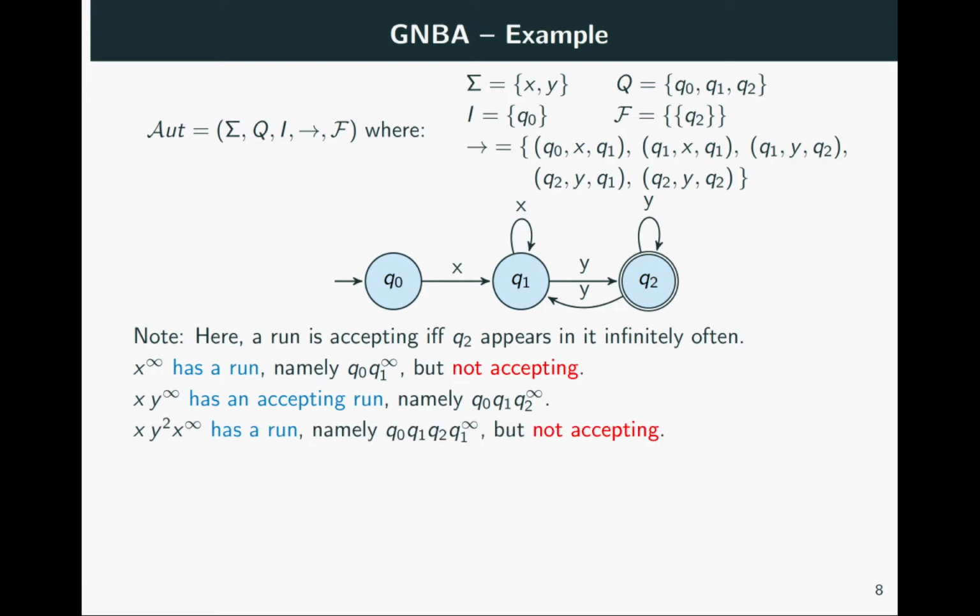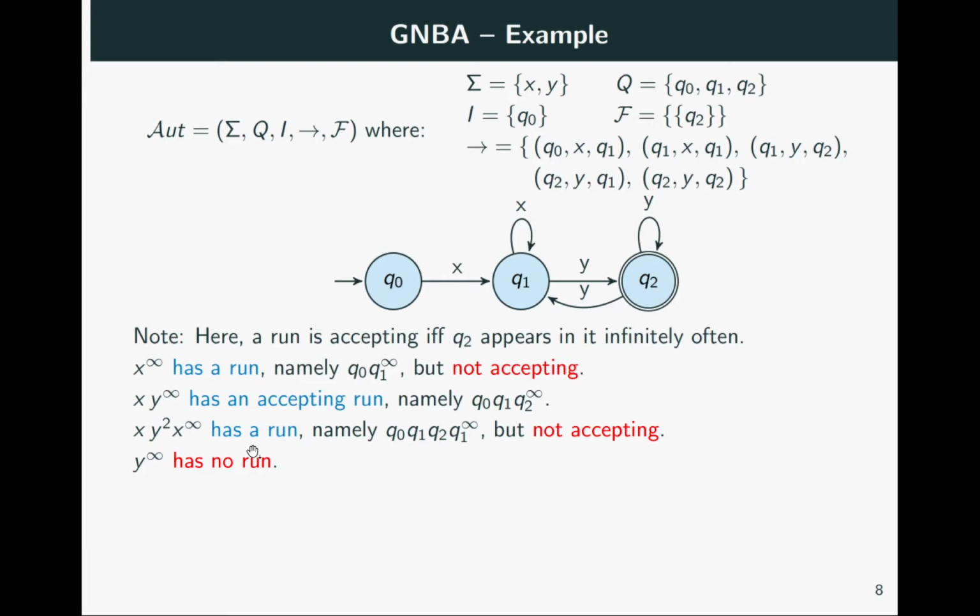Now, the word x, then 2 times y, then x infinitely, has a run. For example, Q0, Q1, Q2, then back to Q1, and Q1 infinitely. But this run is not accepting. It visits Q2, but only once, hence not infinitely often. Okay, so the run is Q0, Q1, Q2, back to Q1, and then Q1 infinitely. This one does not visit Q2 infinitely often.